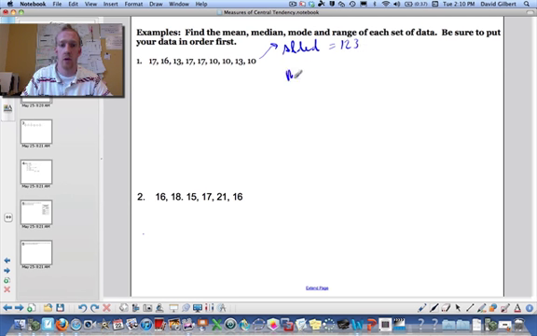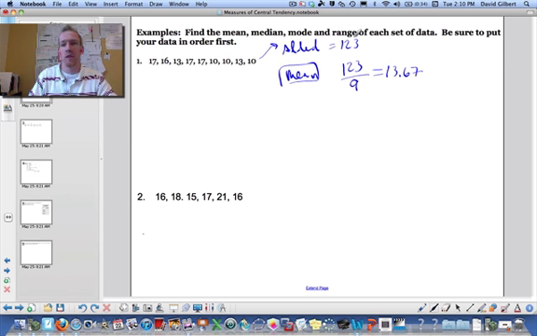So the mean is 123 divided by 1, 2, 3, 4, 5, 6, 7, 8, 9 numbers. Since it's 123 divided by the number of numbers, which is 9, that gives us 13.6. It's actually 13.6 repeating, so I'm just going to round it to 13.67. So there's our mean.